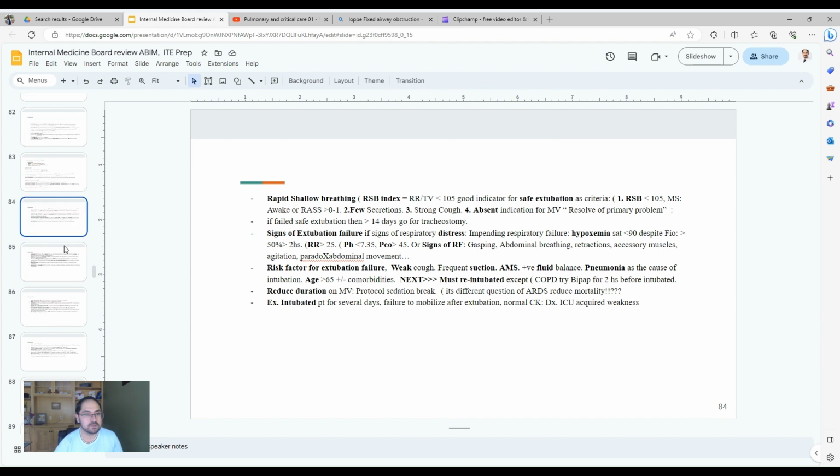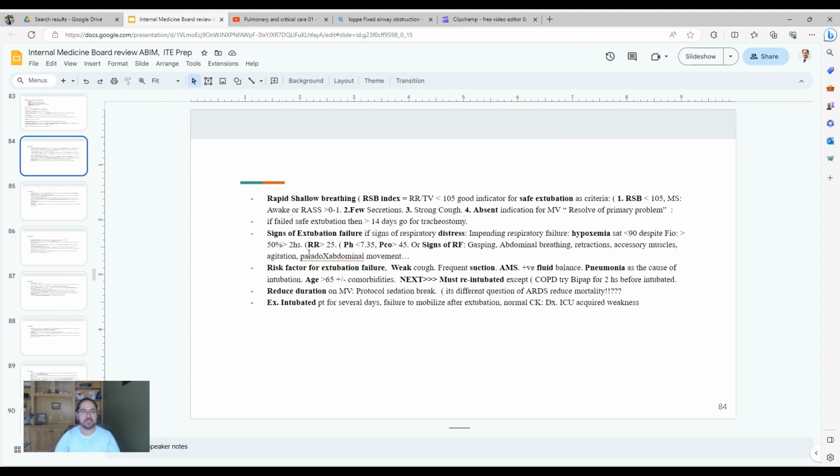Other questions also will be about extubation. There is a test you can do before extubating the patient, which is the rapid shallow breathing test, meaning the respiratory rate over the tidal volume. If it's less than 105, it's a good indicator.